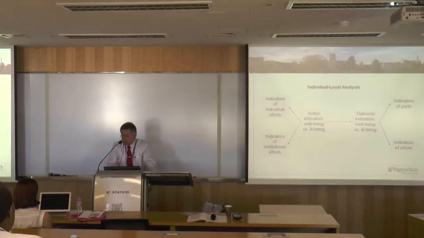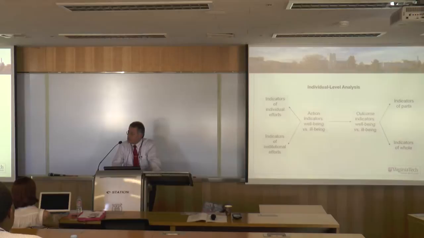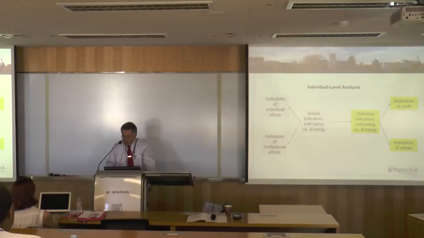And again, from a policy perspective, it's extremely important to make those distinctions, because if we're focusing on ill-being and human suffering, we want to know exactly what those actions are that would lead to the reduction of ill-being of a specific population. So in the context of outcome indicators, let's just zoom in on this. We further make the distinction between indicators that are associated with the elements or the parts versus the whole. Let me give you an example of what we're talking about here.